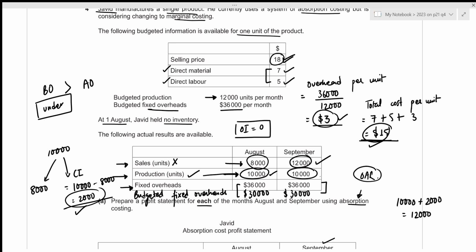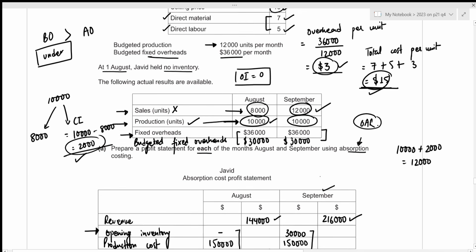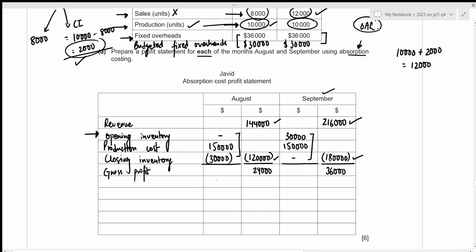In case of over absorption, we need to add that value to the gross profit. Since this is a case of under absorption, we need to subtract 6,000 from both the months' gross profit. Okay, and we can just write it under the heading of under absorption. Then we finally get the total profit. For the month of August, that will be 24,000 minus 6,000, which results in 18,000. And for the month of September, that will be 36,000 minus 6,000, which results in 30,000.